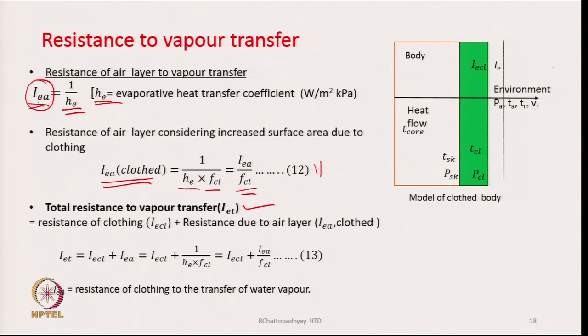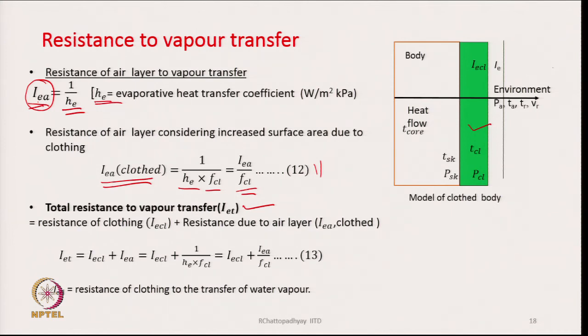Now comes the clothing material, as shown here by the green part of the diagram. So, this green rectangle is the layer of clothing which is there. It also gives some resistance to the transfer of moisture vapor. Like air can give some resistance to the transport of moisture vapor, similarly, clothing also will give some resistance.